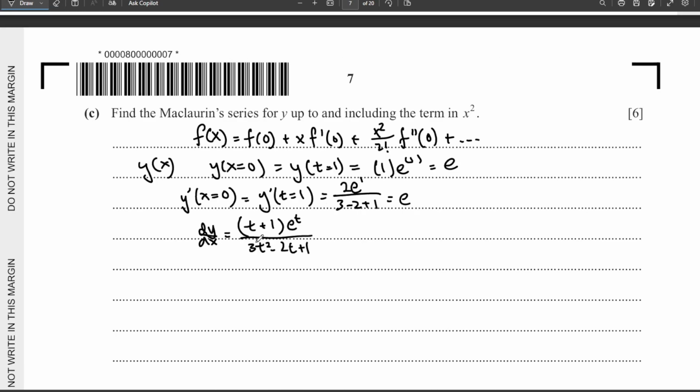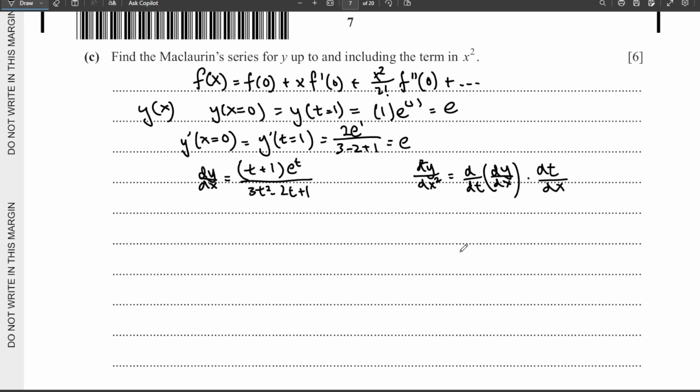Okay, so that's our expression for dy/dx. To find the second derivative, d squared y/dx squared, using the chain rule, we need to do this. First, our expression for the first derivative is in terms of t. So we can only take the derivative of that in terms of t. Then we need to use the chain rule again to multiply by dt/dx, to get rid of the dt. So eventually we'll get the second derivative.